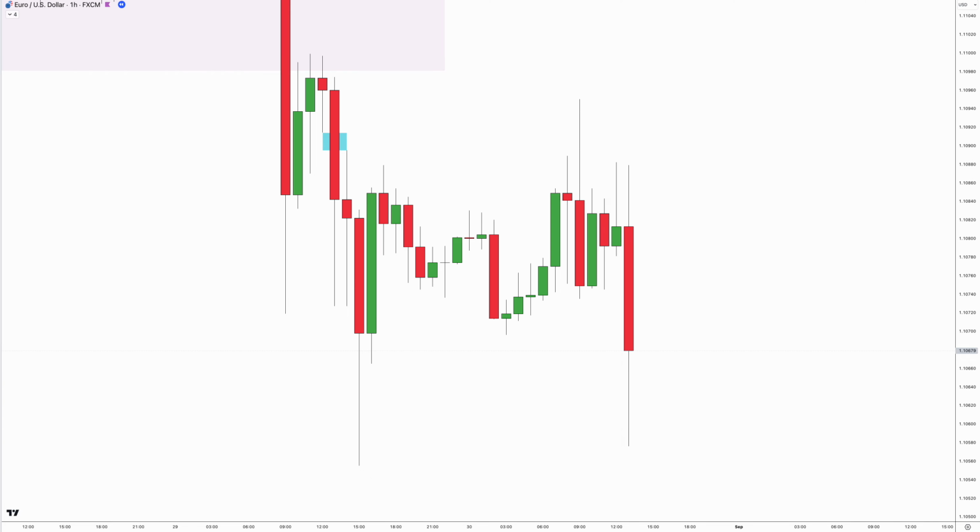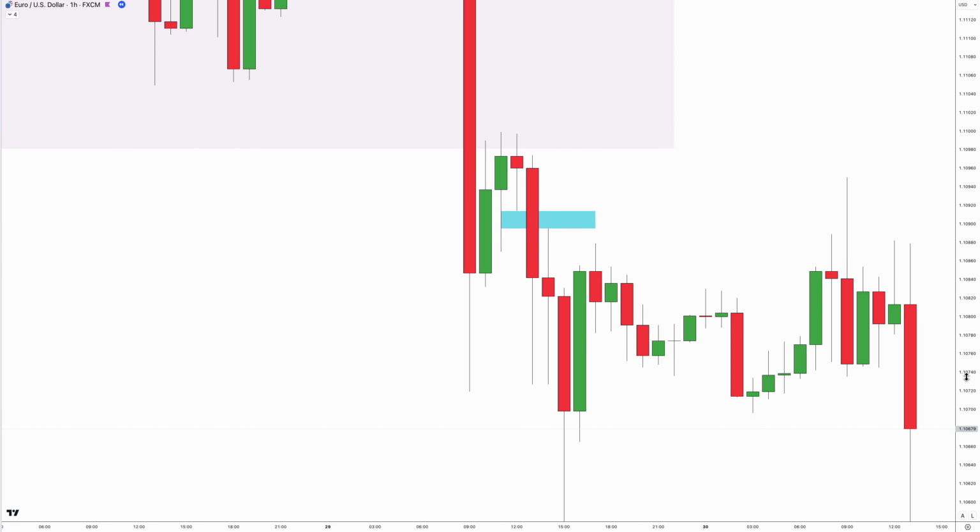In this video we are going to look at fair value gaps. Now there's lots of terminology around this: fair value gaps, voids, imbalances. It's all the same thing, and I'm going to show you what it is, how it represents on the chart, and how you can use it.